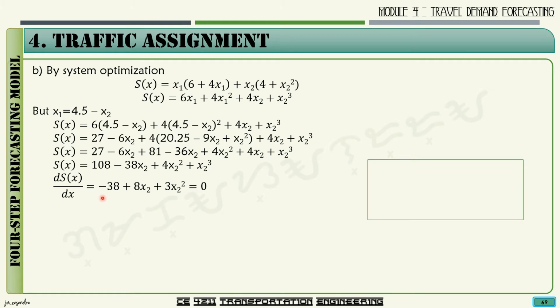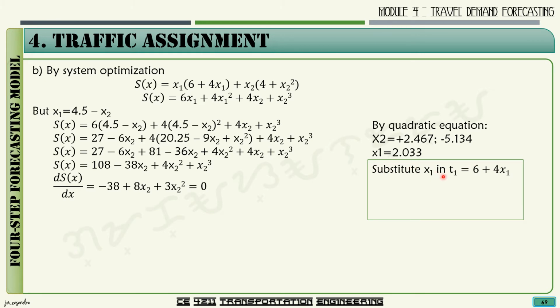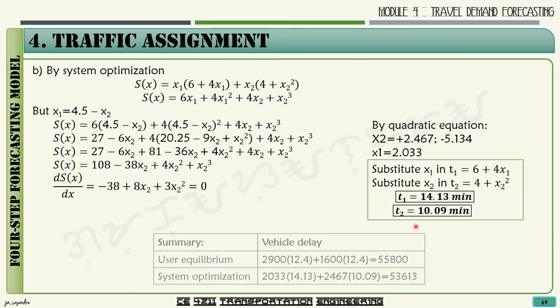What we have attained here is a quadratic equation. Therefore, x2 will be equal to positive 2.467 or negative 5.134. We'll be taking the positive value of x2. So x1 will be equal to 2.033. Substituting x1 in t1, we arrive at t1 equal to 14.13 minutes and t2 is 10.09 minutes.